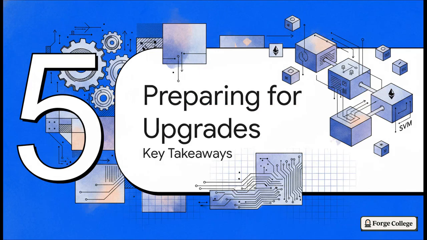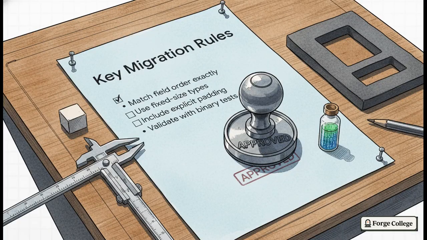Section 5, preparing for upgrades. Key takeaways. Let's pull all these threads together to wrap up our layout mapping and set our sights on the actual deployment workflows. Ultimately, it all boils down to these core migration rules.